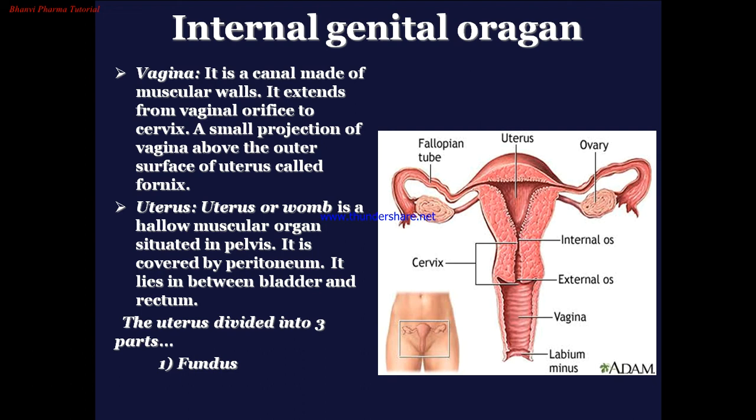The uterus is divided into three parts. The first one is the fundus. The second one is the body. The third is the cervix. There are three parts of the uterus: fundus, body and cervix.